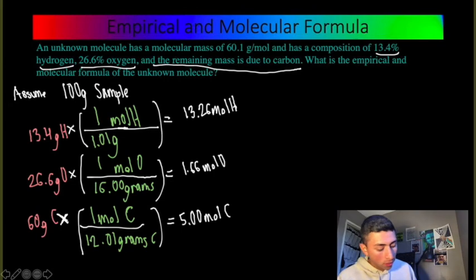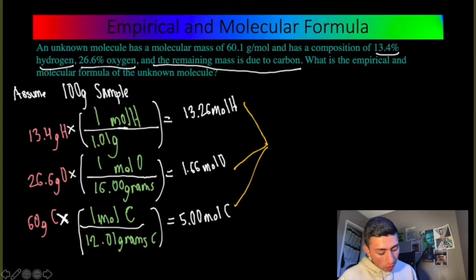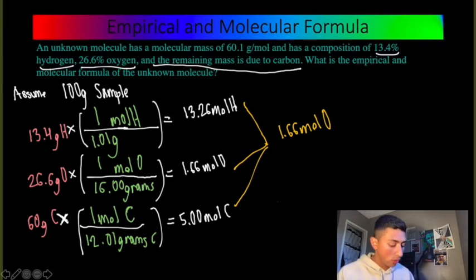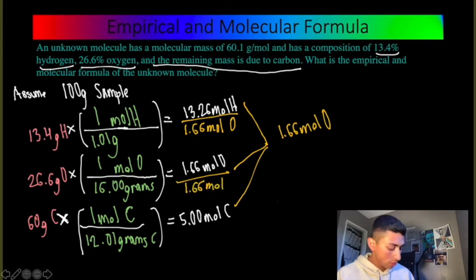Now the next step is to analyze the three values we have. Of these three values, which is the smallest? It's 1.66 moles of oxygen, right? 1.66 is smaller than 5 moles of carbon, and it's also smaller than 13.26 moles of hydrogen. So the next step is to divide each of these by the smallest number of moles, which happens to be 1.66 moles of oxygen. 1.66 divided by 1.66, and then 5.00 divided by 1.66.